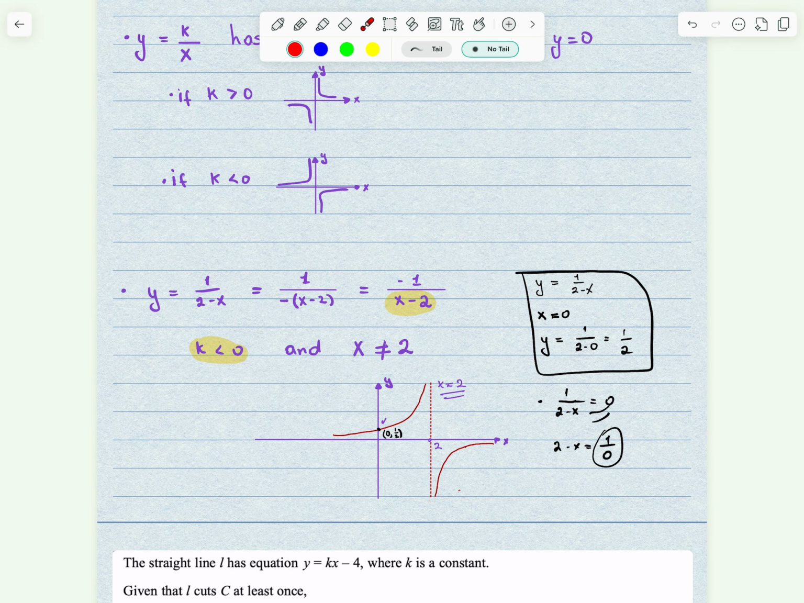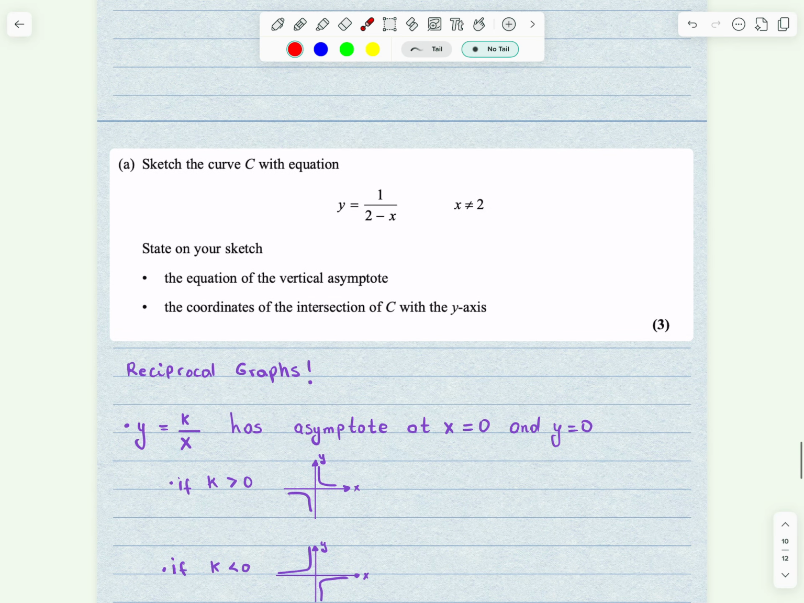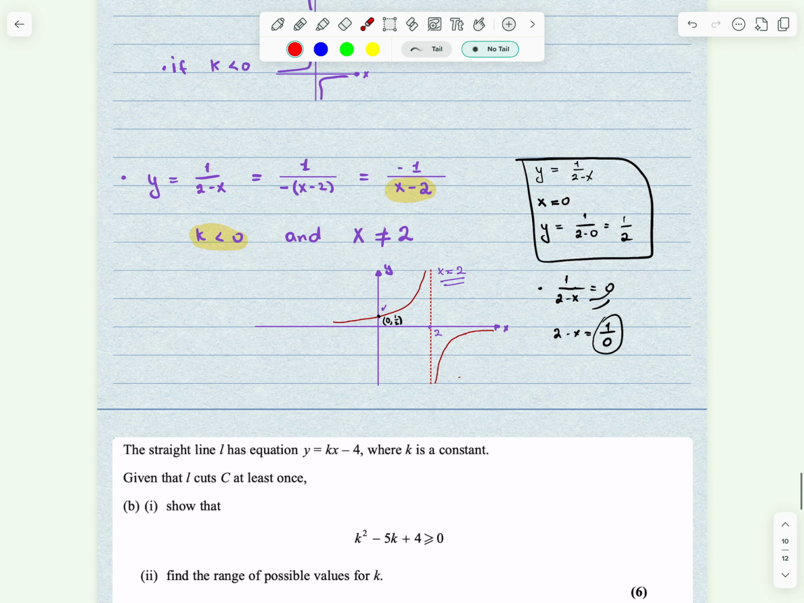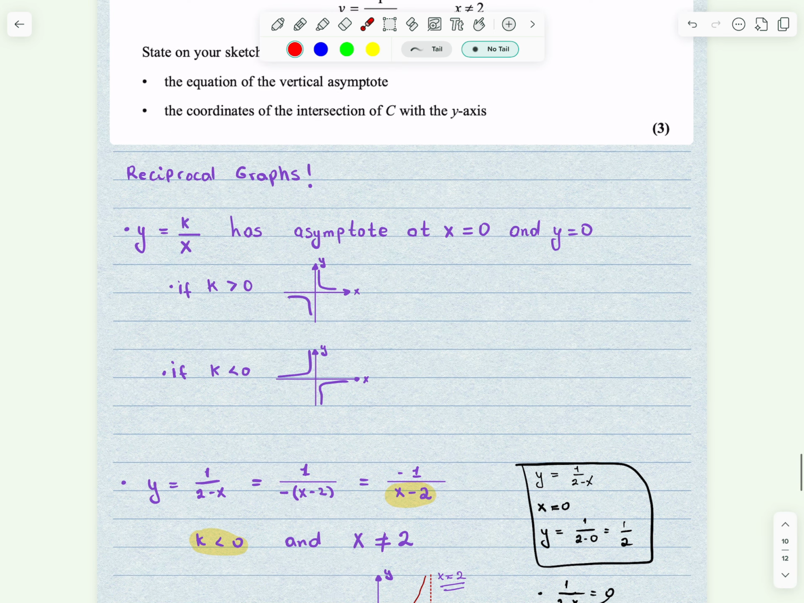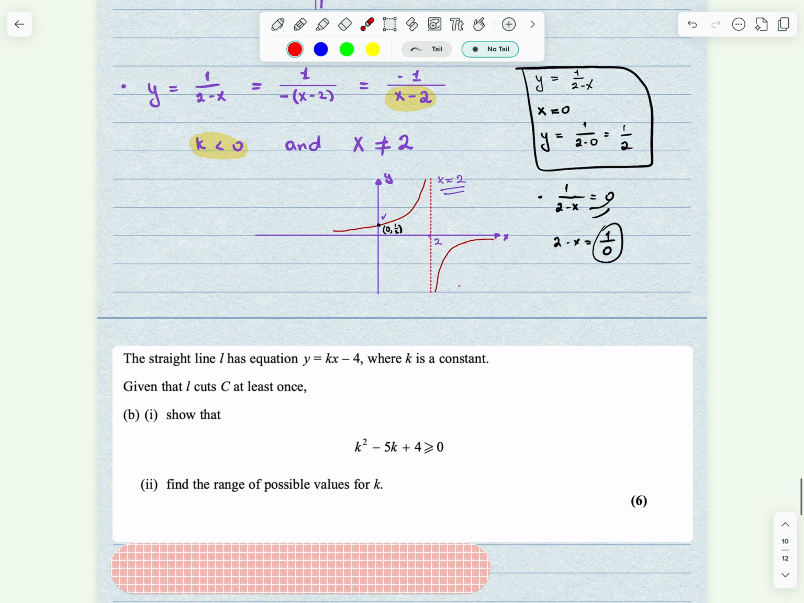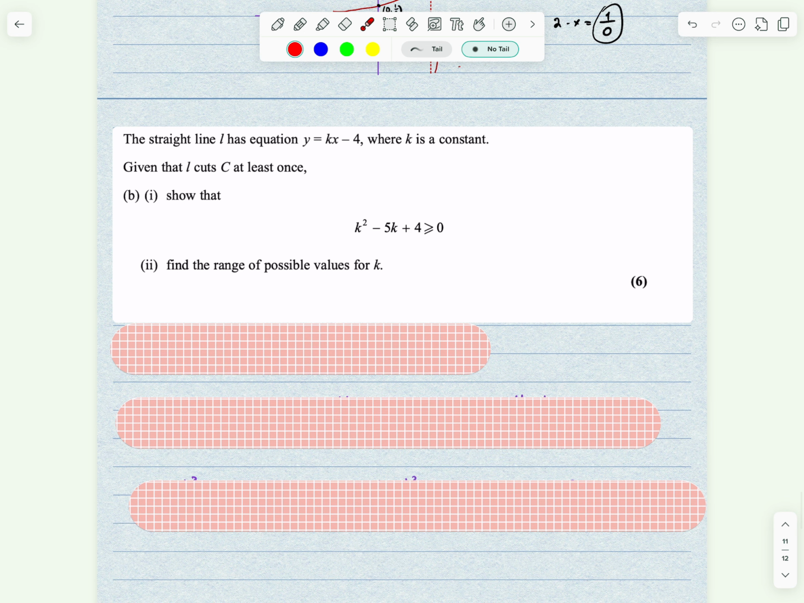Then you just decide the graph is going to look like this, and don't forget the requirements, such as the coordinates of the intersection of the curve with the x-axis, etc. These are requirements you need to show on your graph to get the full mark. So that's it. We are done with this question.